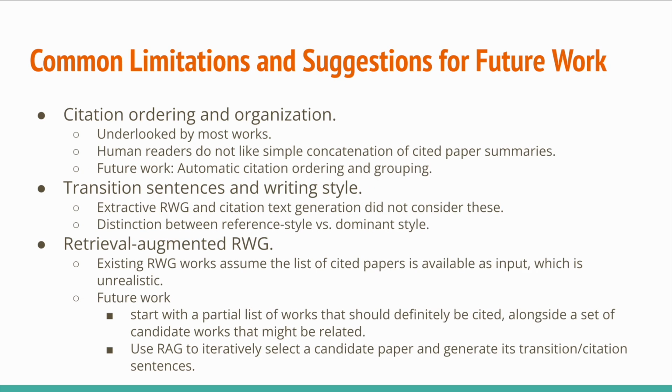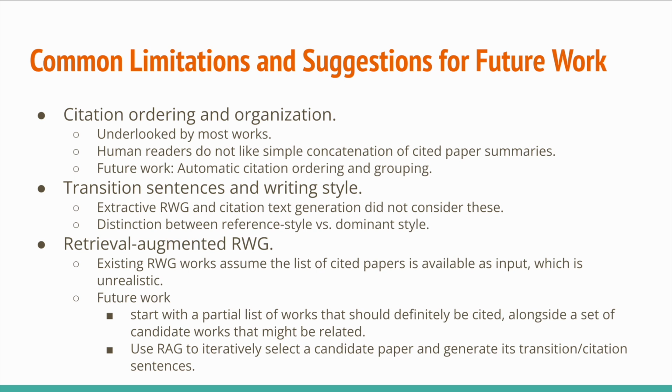Finally, as a common limitation and suggestions for future work, citation ordering and organization is underlooked by most of the works. Human readers do not like simple concatenation of cited summaries. As a future work, we suggest automatic citation ordering and grouping. Next, transition sentences and writing style is also underlooked. Previous extractive related work generation and citation text generation did not consider these at all. We suggest distinction between reference style and dominant style citations.